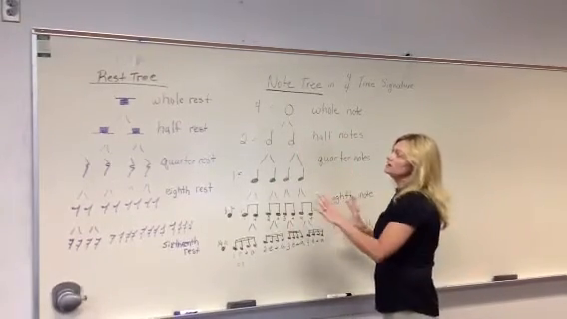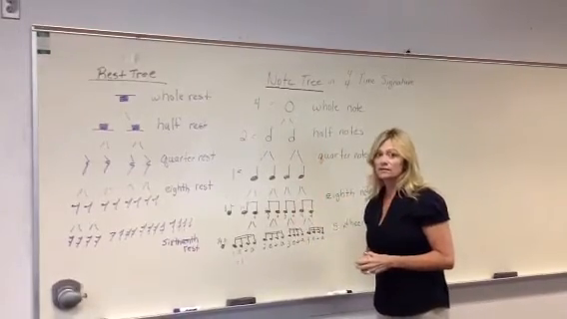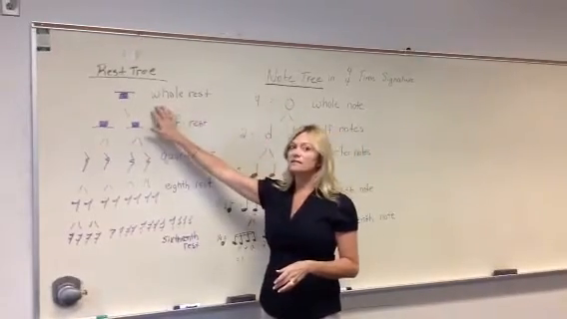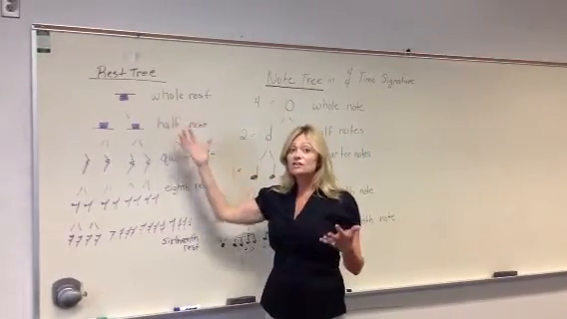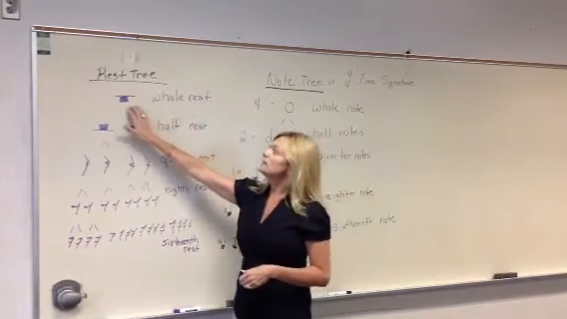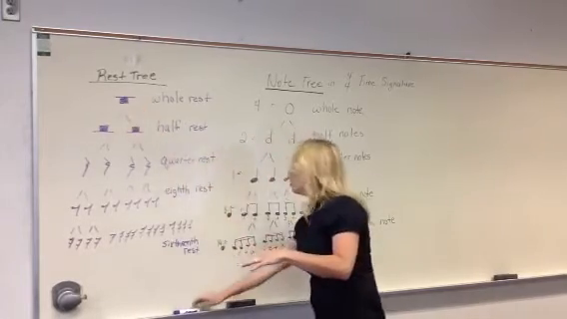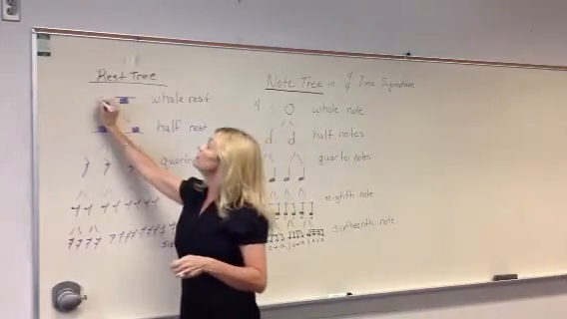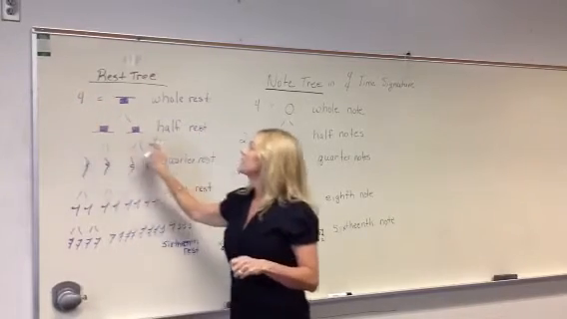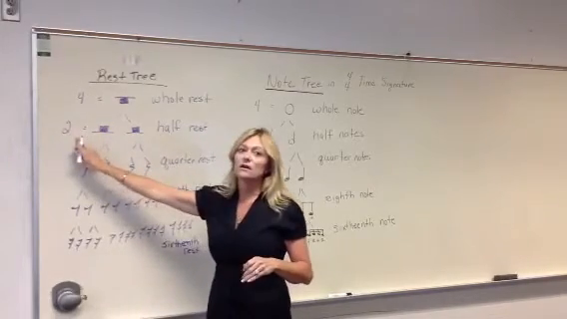Okay, so let's talk about these notes compared to rests. All of these notes have corresponding rests. So we have a whole note and we have a whole rest. A rest in music is just as important sometimes as the sound itself. So this would indicate that there is silence for 4 beats. A whole rest would receive 4 beats or 4 counts of silence. A half rest would receive 2 beats of silence.